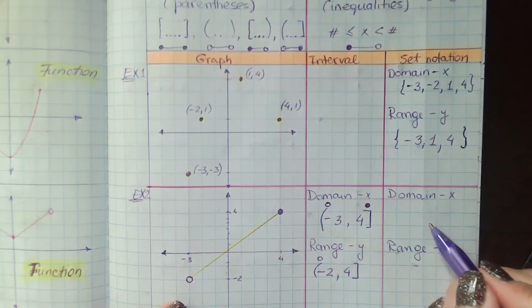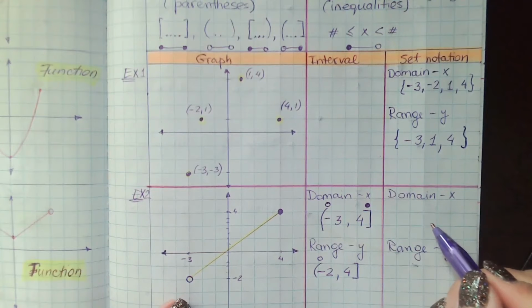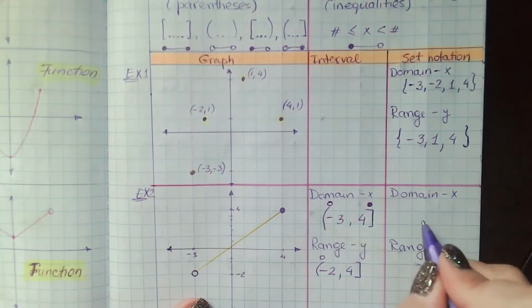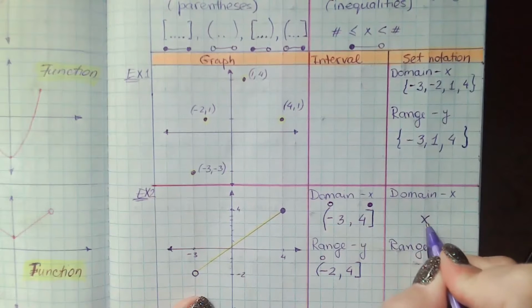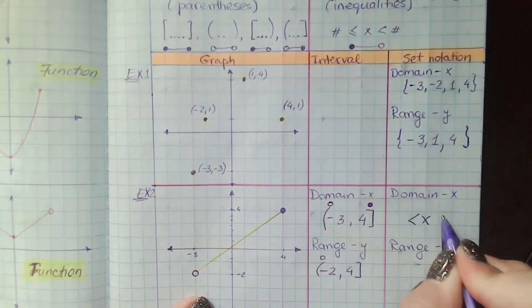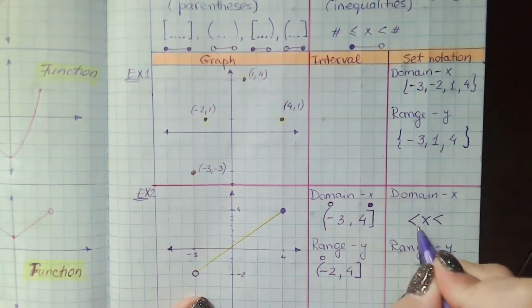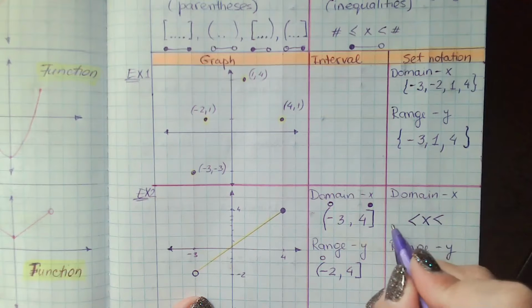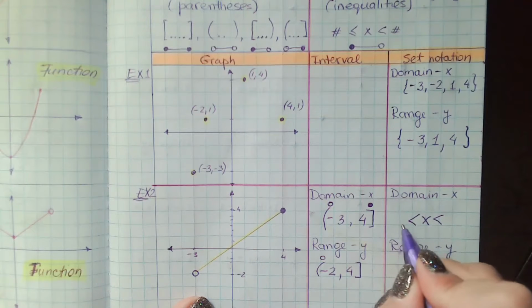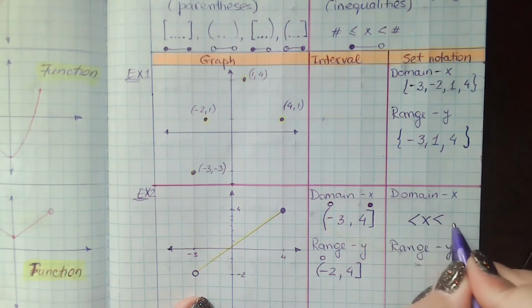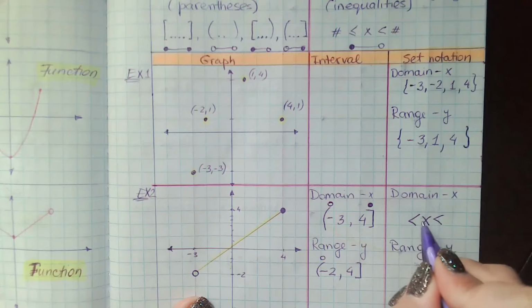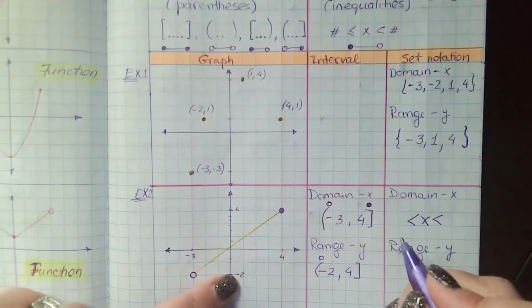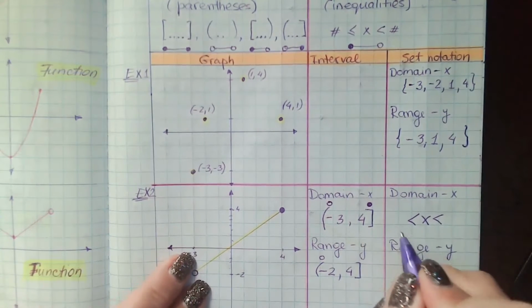In set notation, or as inequality, we can write that our x values are in between, so they're greater than the smallest value, but less than the highest value. So in between, lowest value has to be on the left, higher on the right. So the x values are in between -3.